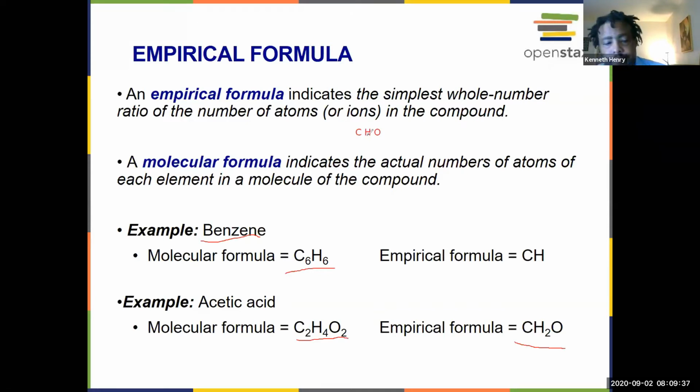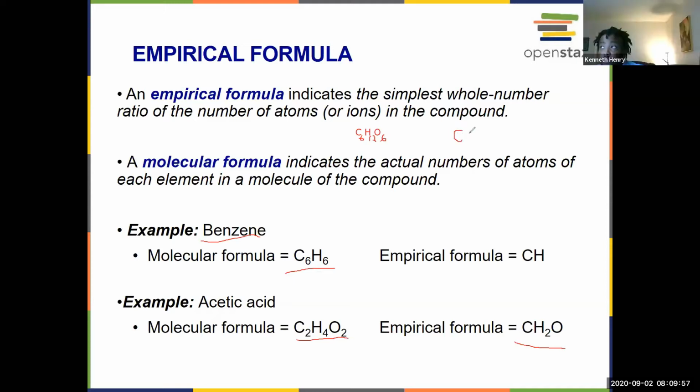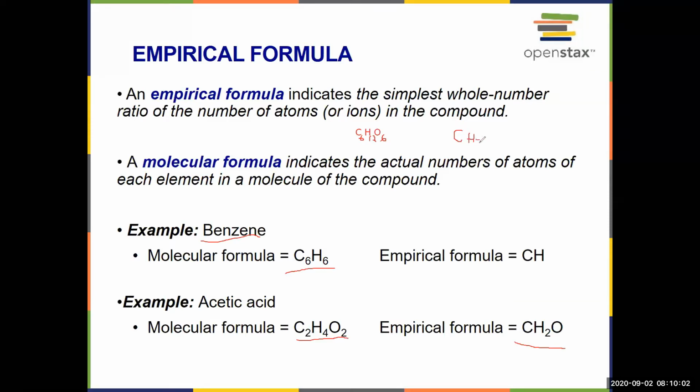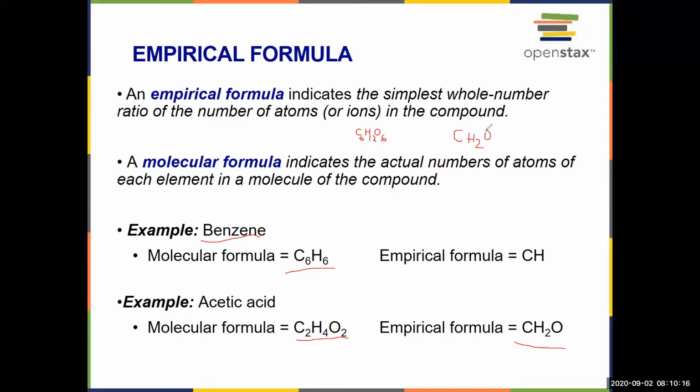So if we have C6H12O6, what would be the empirical formula? CH6O? CH6O? Are you sure? I'm going to write that down. It would be CH2O. Yeah, CH2O. Okay, piece of cake? Yeah. Good.